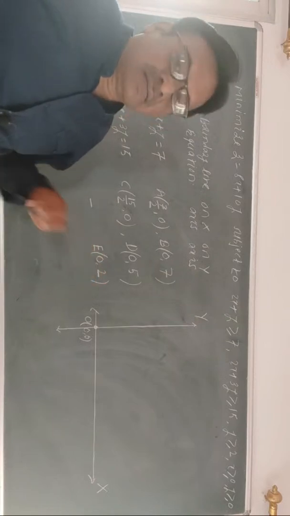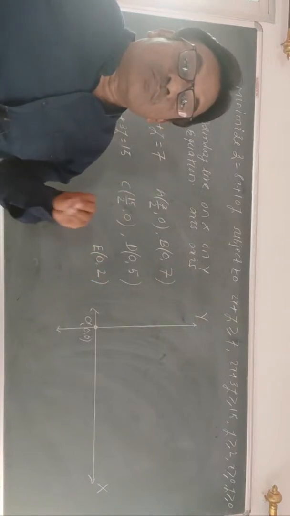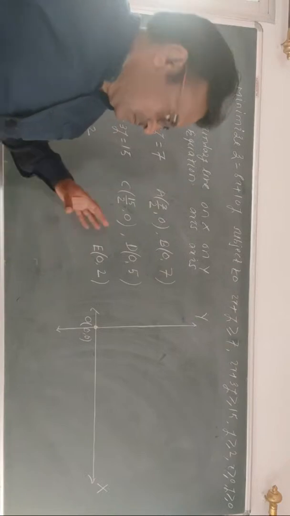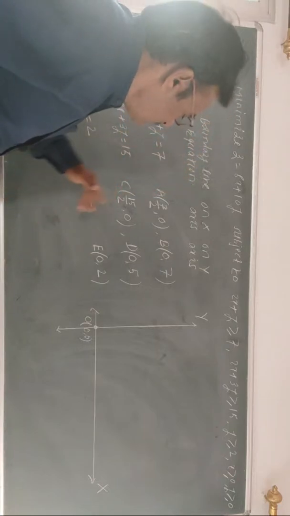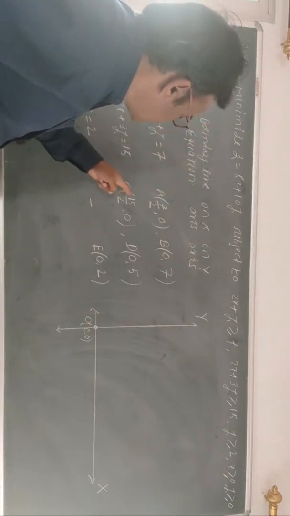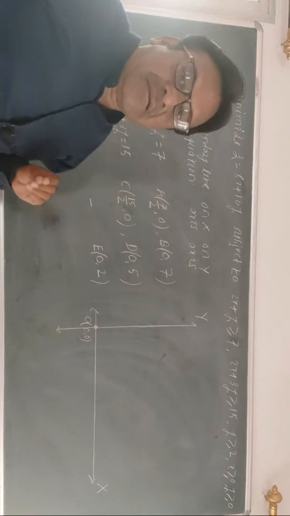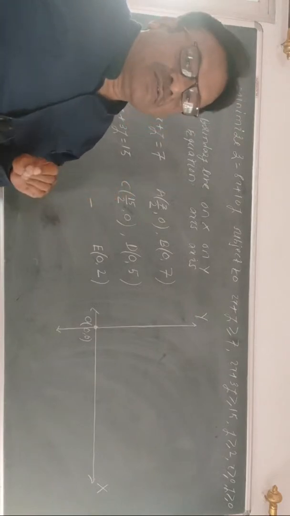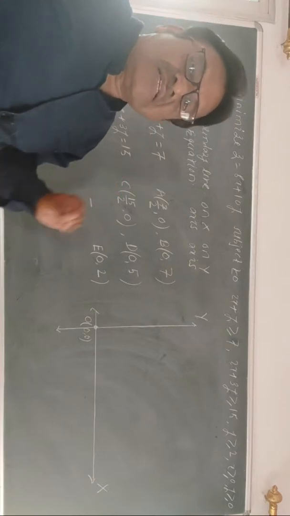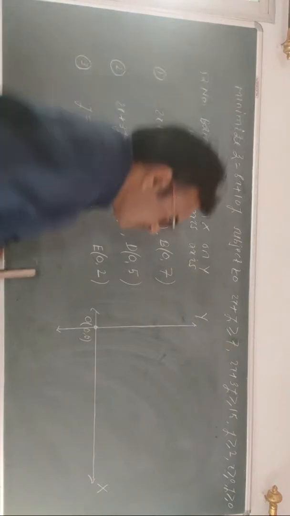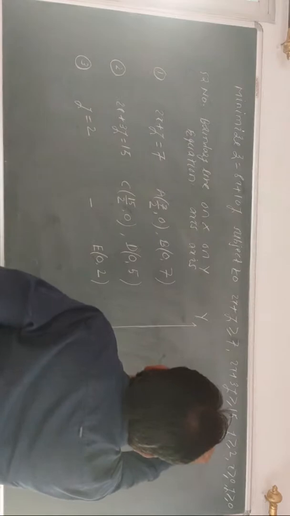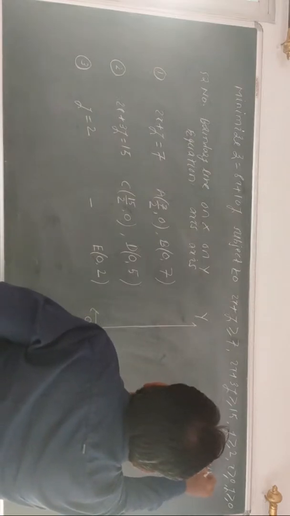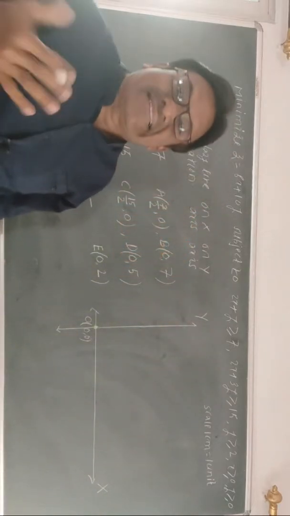Next we write the scale on both axes. For writing the scale, first we observe the table. In this table, the maximum coordinate is 15 by 2, that is 7.5. So we write here the scale: 1 centimeter equals 1 unit. We write this scale on both axes.